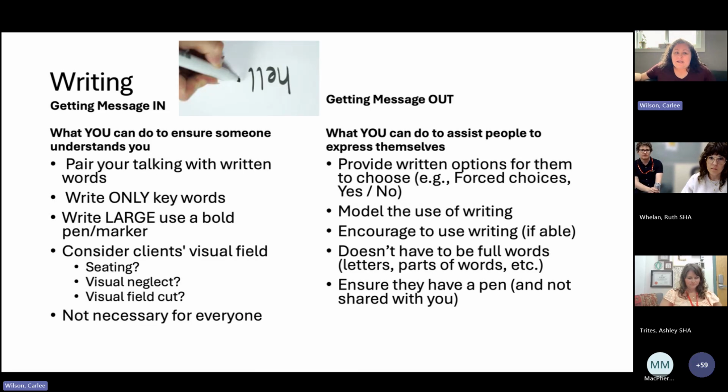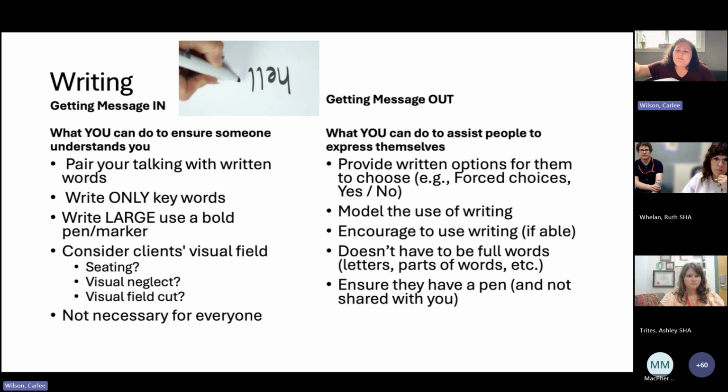So we can talk about writing. When we're talking about getting the message in, so what we can do to make sure that someone is understanding our message, we can pair our talking with written words. Usually we only want to write keywords, and we want to use large, bold writing. You also want to think about your client's visual field. So if I'm sitting here like this and writing, and you're sitting across from me, you're probably not going to see what I'm writing or be able to read it upside down.